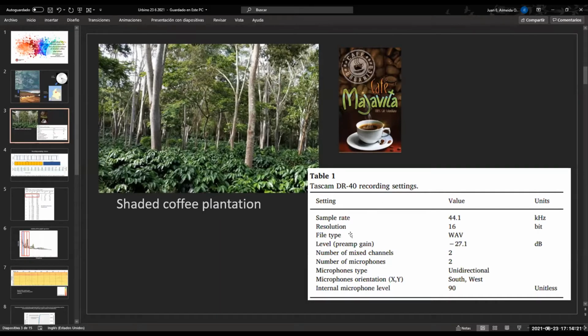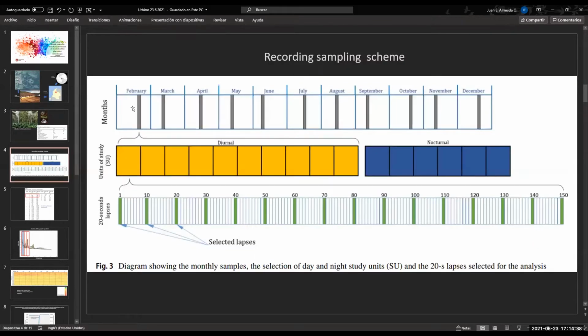One of the basic recording settings for the DR40 recorder. Here, how the recording was made during the year 2015.